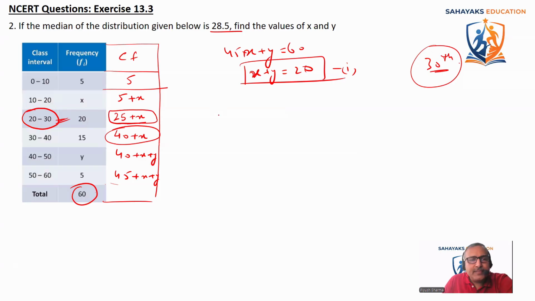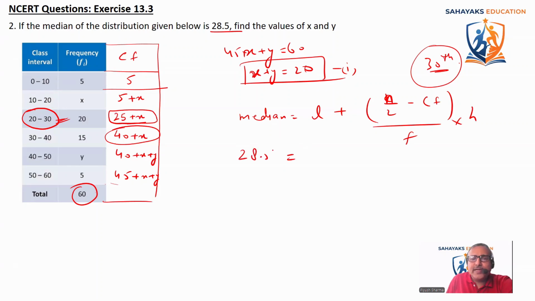Now what is the formula for median? The median formula is: median is equal to L plus (n by 2 minus CF) divided by F into H. So let's find out. The median they've already given us is 28.5. L, the lower value of the median class, is 20. This 20 plus n by 2. N by 2 is, with 60 values, 30, minus the cumulative frequency of the previous class, which is 5 plus x.